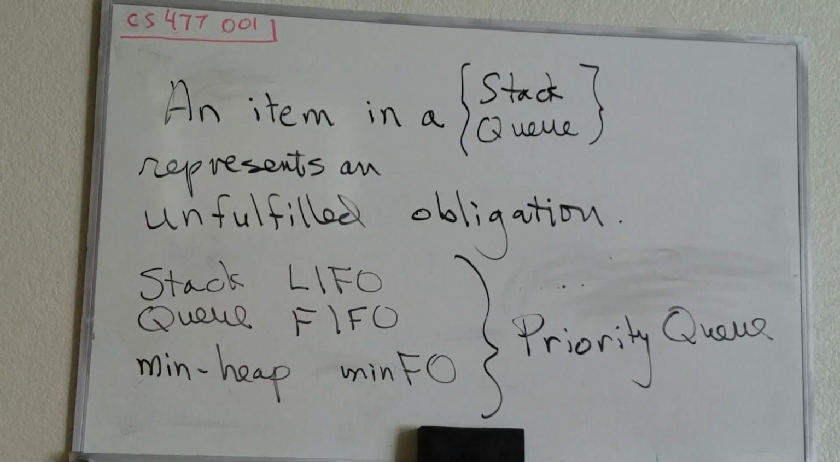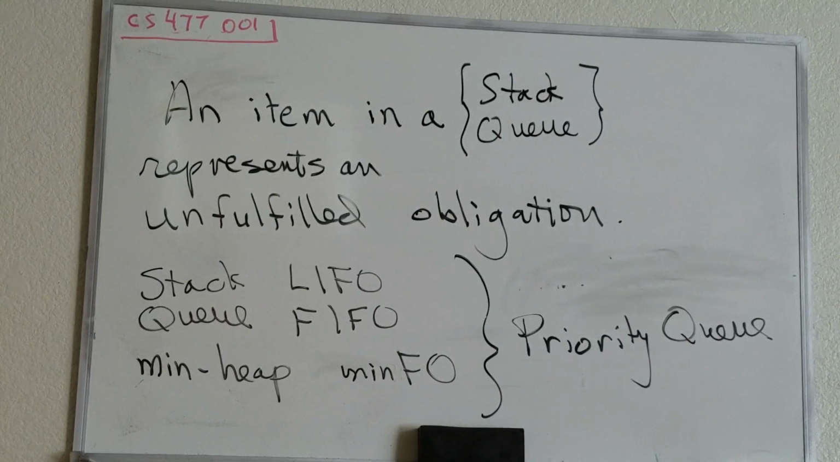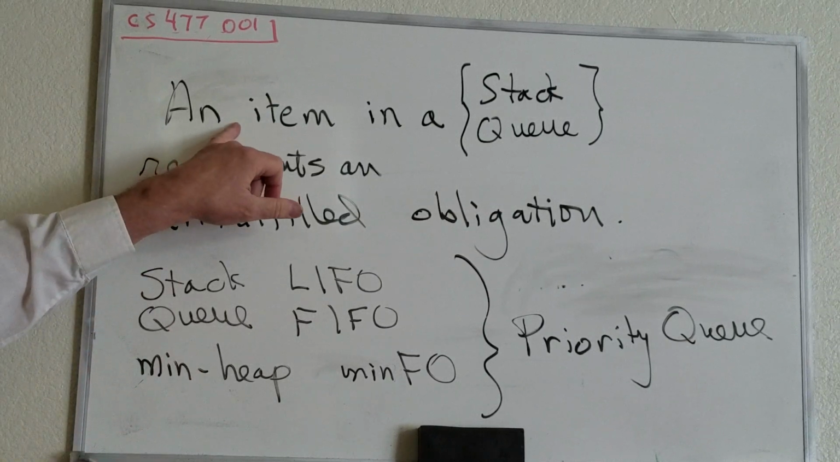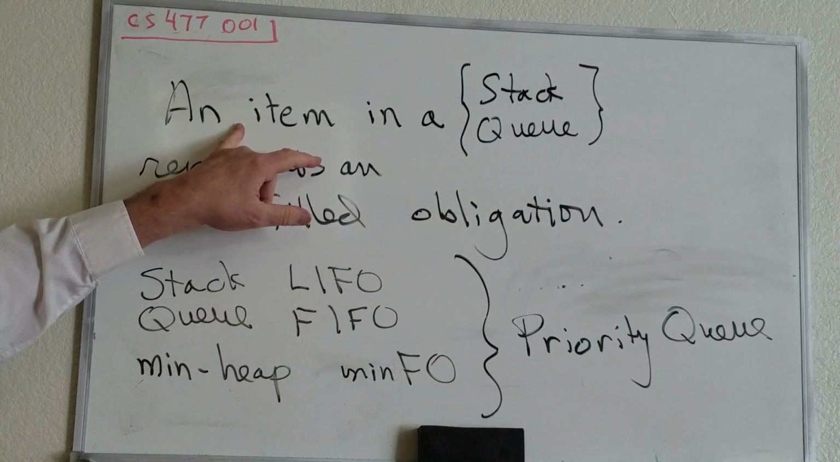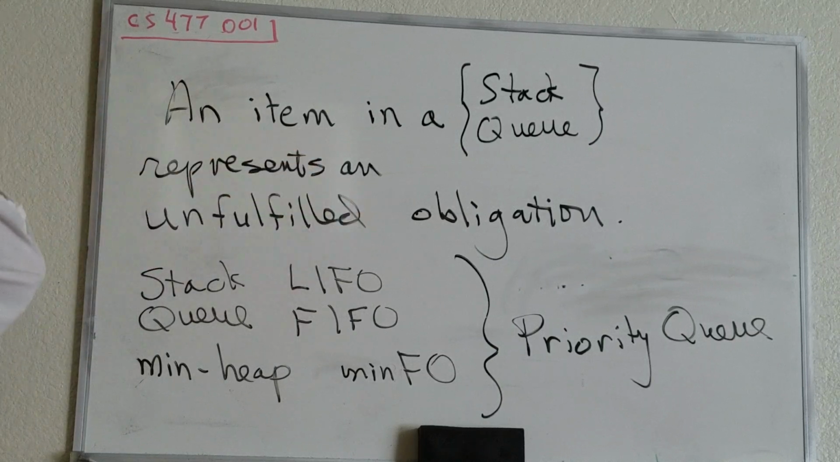An item which is either in a stack or a queue is there because it represents an unfulfilled obligation. Try to think of the theater line. Each person standing in line represents an obligation on the part of the seller, the theater, to sell that person a ticket. And similarly in a queue, if for example we're doing breadth first search, an item in the queue represents the unfulfilled obligation to visit the descendants or children of that node.